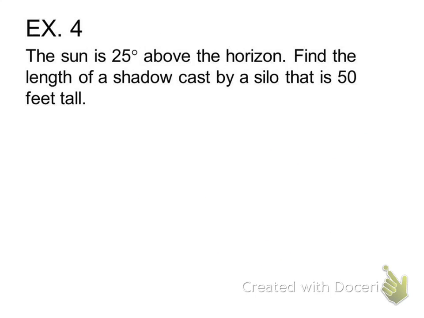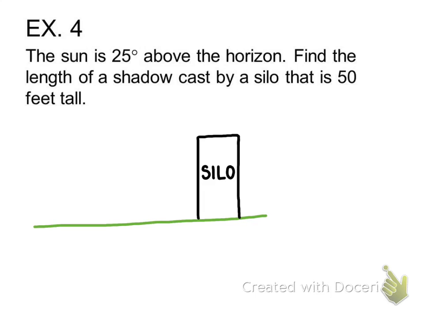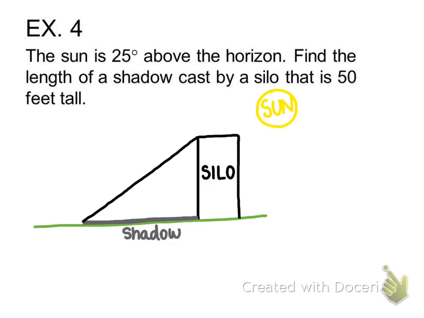Okay, number 4 says the sun is 25 degrees above the horizon. Find the length of a shadow cast by a silo that is 50 feet tall. So we're going to draw a picture. So I've got the ground, a silo, the shadow of the silo. The sun should be on the opposite side of the shadow from the silo. Okay, it said that the angle of the sun is 25 degrees.